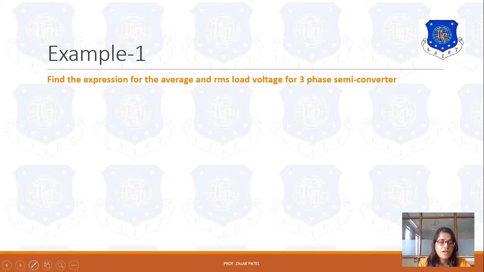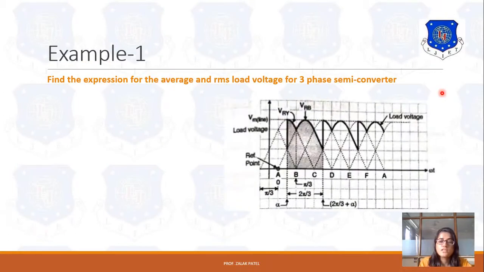First of all, as we discussed the operation of the semiconductor converter as a 6-pulse operation, based on it, let's discuss one example. The problem statement is: find the expression for average and RMS load voltage for a 3-phase semiconductor converter. For this, you have to consider this figure, and in the figure you can see that you have to find the average and RMS voltage for the shaded portion, which is VRY and VRB.